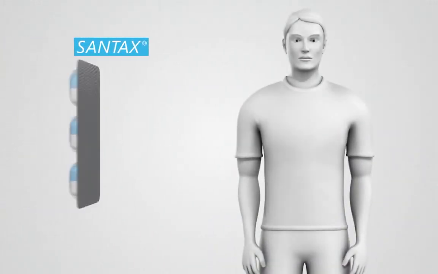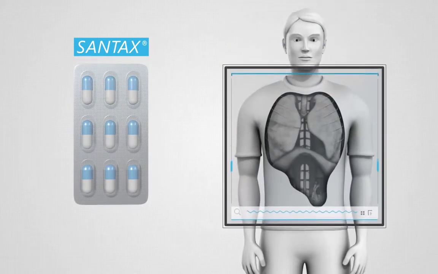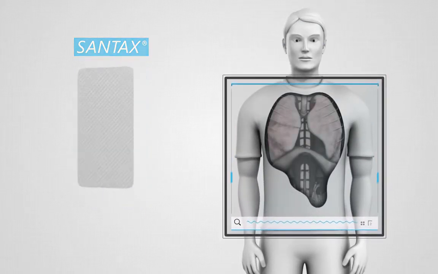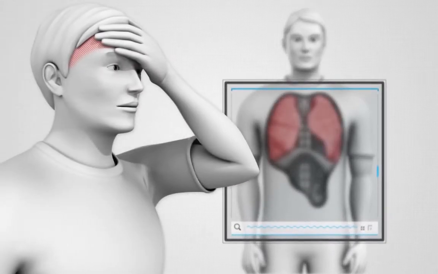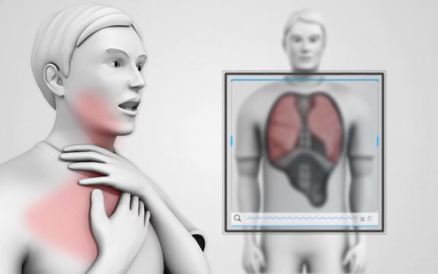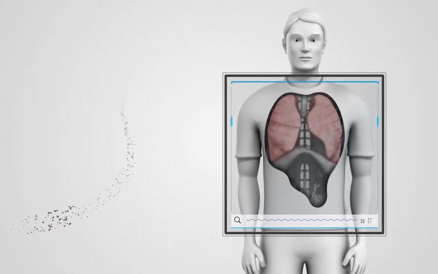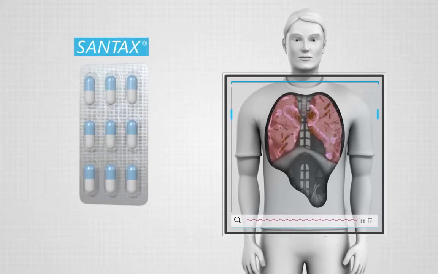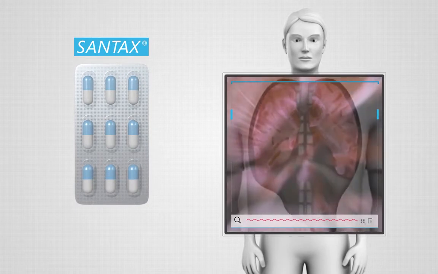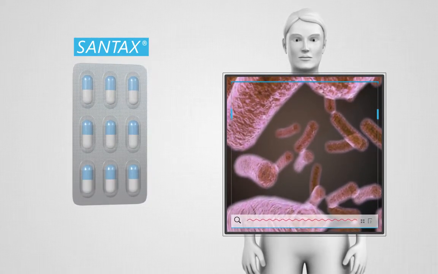The purpose of this study is to test the curative effect of Santax on lung infection. Symptoms of lung infection include fever, cough, runny nose, breathlessness, and chest pain. Lung infection is caused by bacteria which enter the lung via inhalation and cause bacterial infection. These bacteria live in parts of the upper respiratory tract and are continuously being inhaled into the air cell.